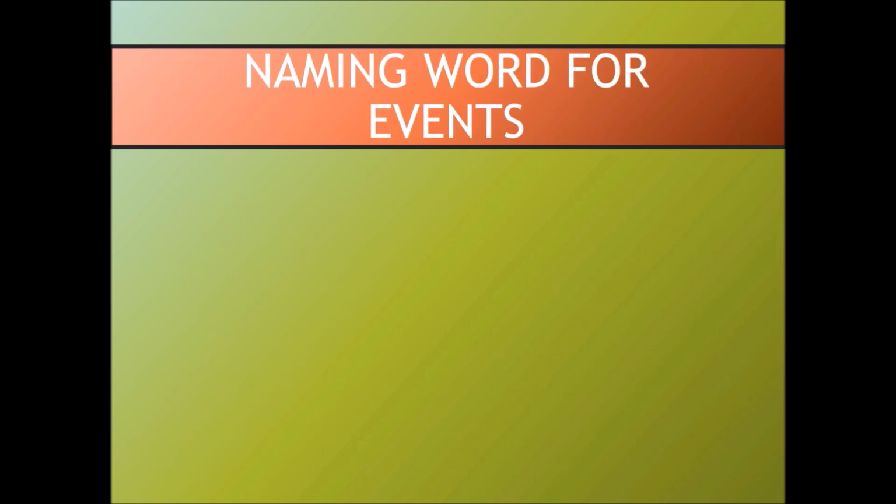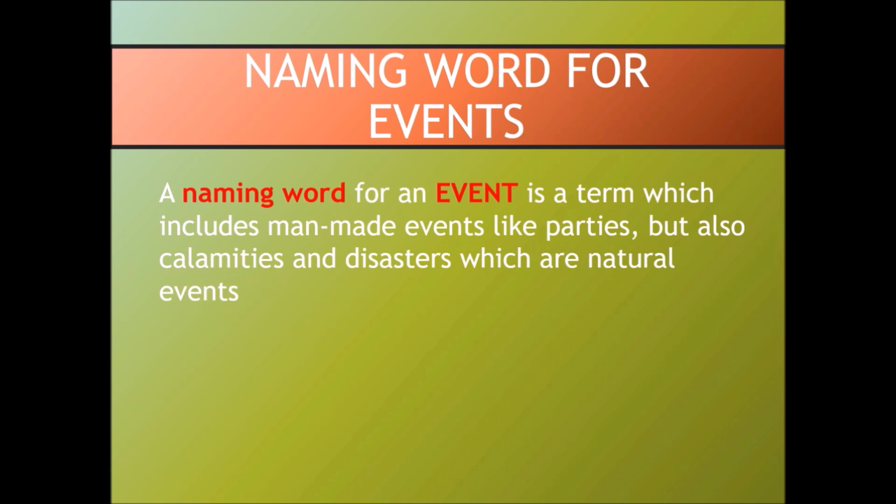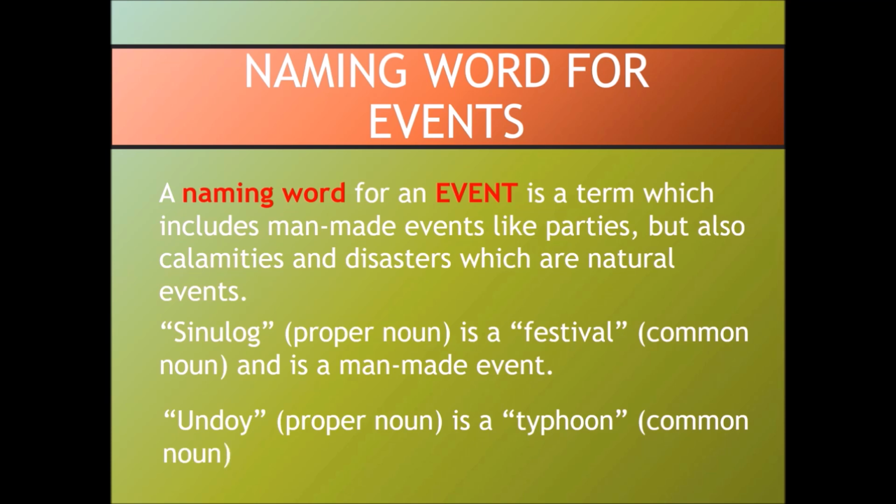Naming word for events. A naming word for an event is a term which includes man-made events like parties, but also calamities and disasters, which are natural events. Example of this is the Sinulog, a proper noun, is a festival, which is a common noun and is a man-made event. Another example is Undoy, a proper noun, is a typhoon, common noun, and is a natural event.